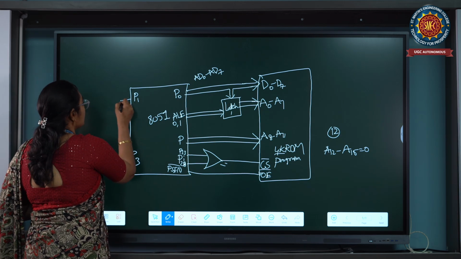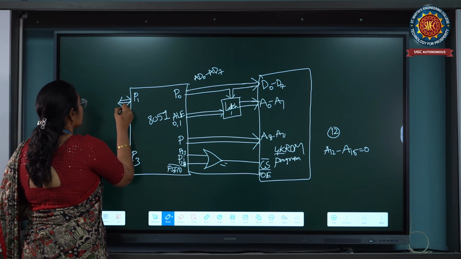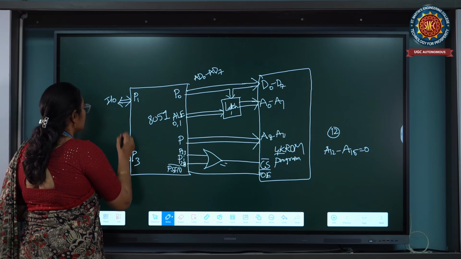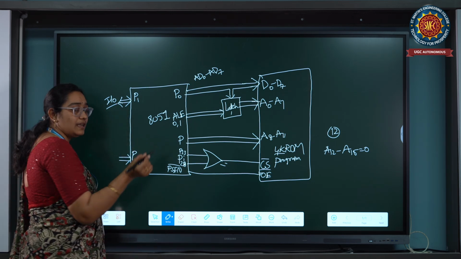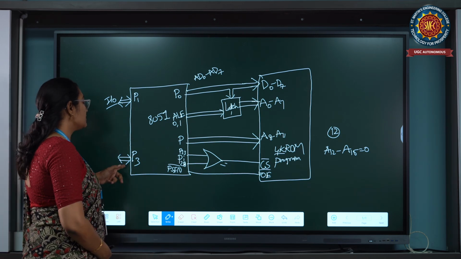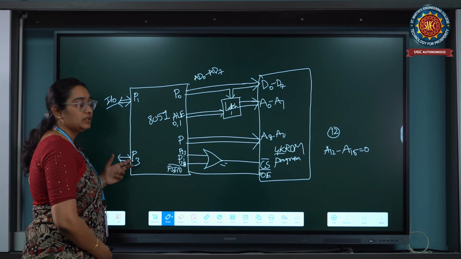Here port 1 is used for interfacing the input output ports, and also it is interfacing with the external peripheral devices. Port 3 is also used for input output interfacing.